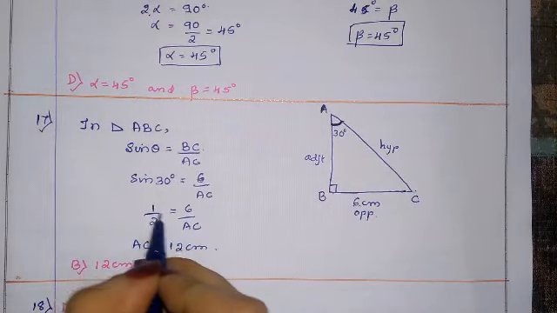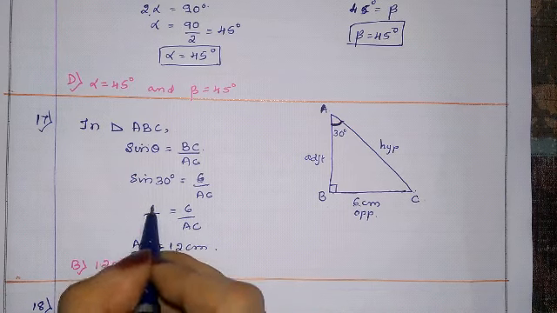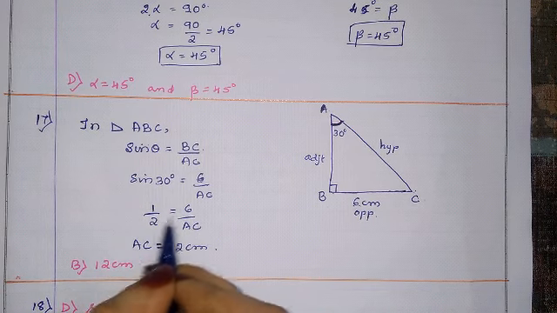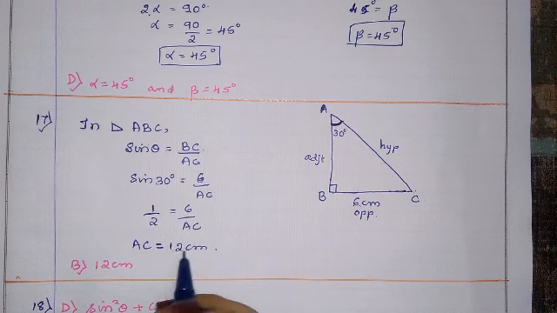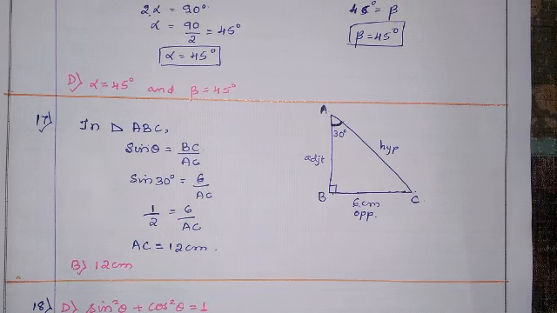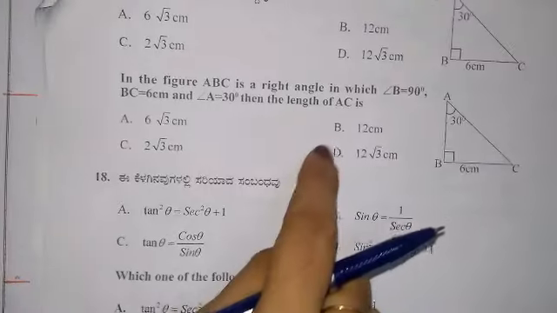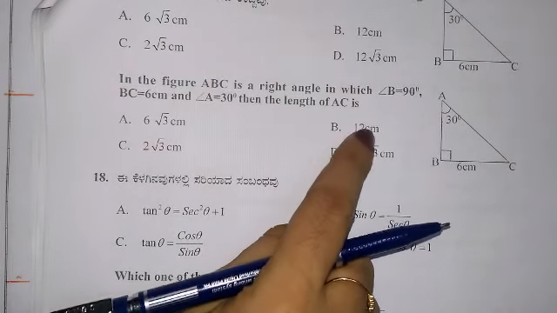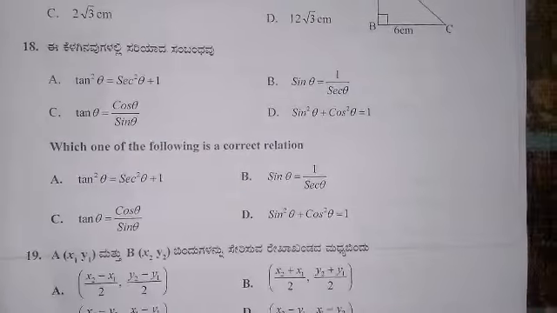Sin 30 is 1 by 2, so 1 by 2 is equal to 6 by AC. AC into 1 is AC, which is equal to 6 into 2, 12 centimeter. So the correct option is B, 12 centimeter. AC value is 12 centimeter. Let us see the next question.